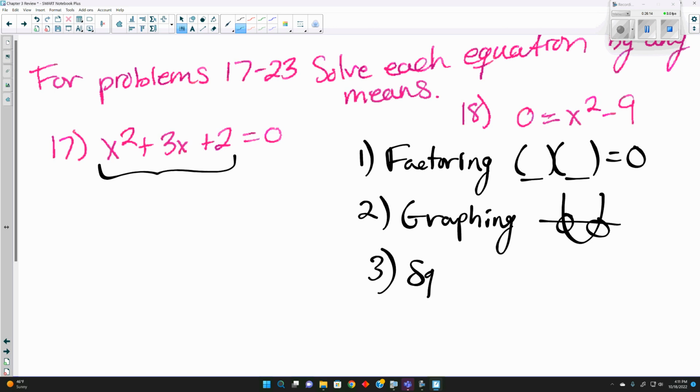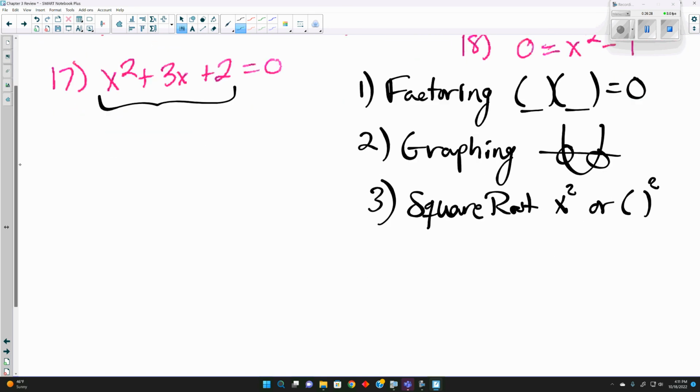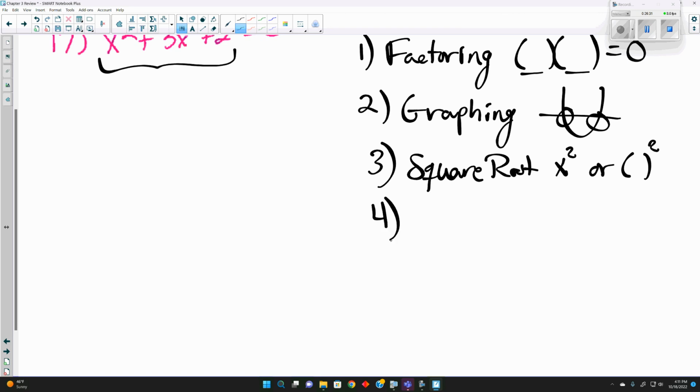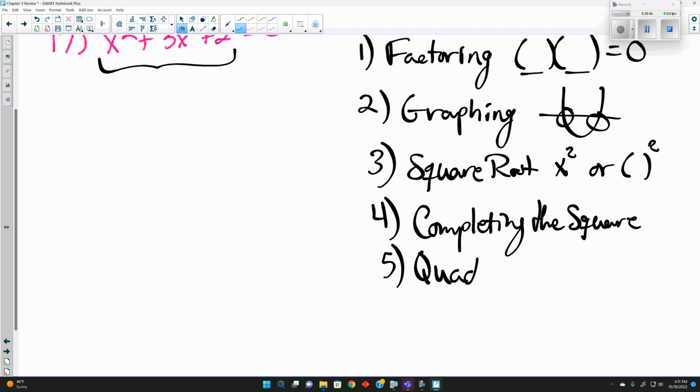Our third one was the square root method. And the square root method worked if we didn't have a middle term, just x, we only had x squared, or we had a set of parentheses squared. That's when it worked well. Our fourth method was completing the square. And our last method was the quadratic formula. And these are the 5 main methods that we have.